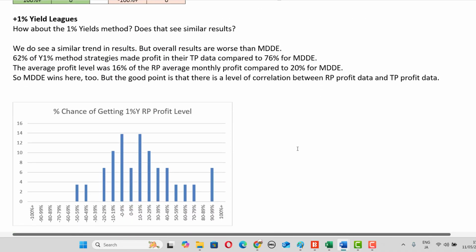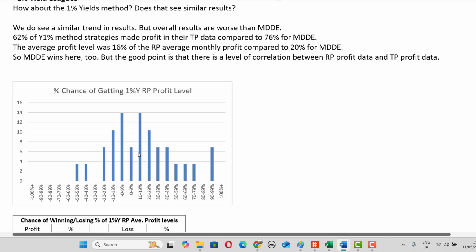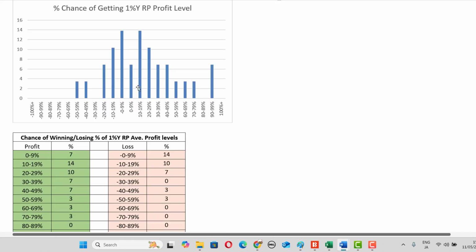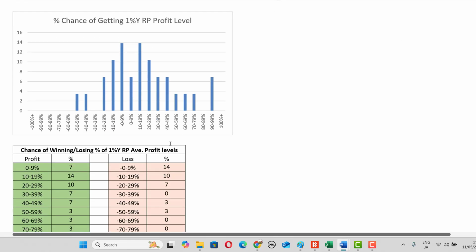I had a look at the profit for the other methods, like the yields method, and overall we did see a continuation of profit, but again, never 100%, just a shadow of that. So again, we're seeing this kind of chance of profit, getting a percentage of that monthly figure.